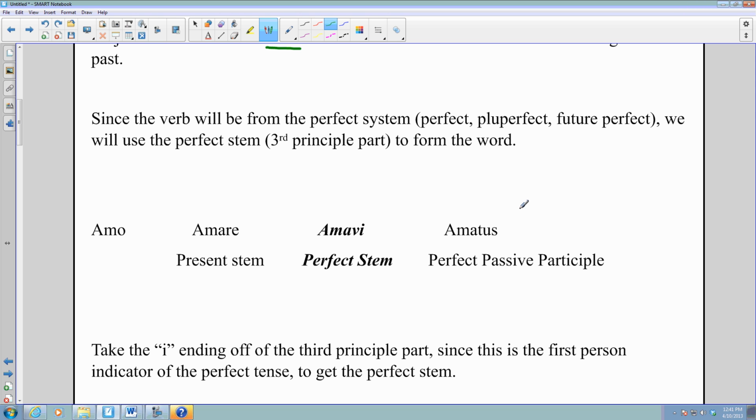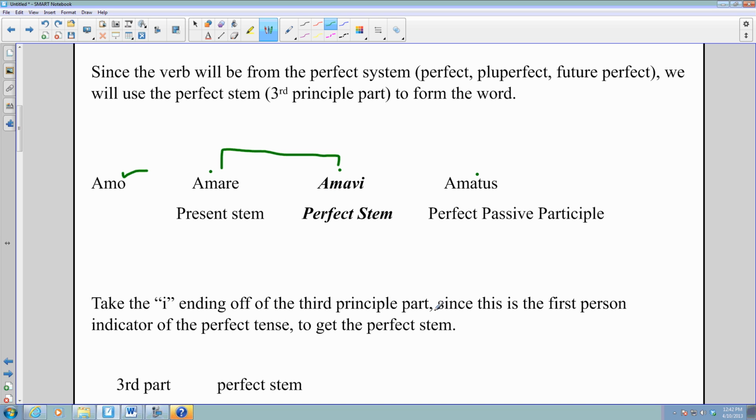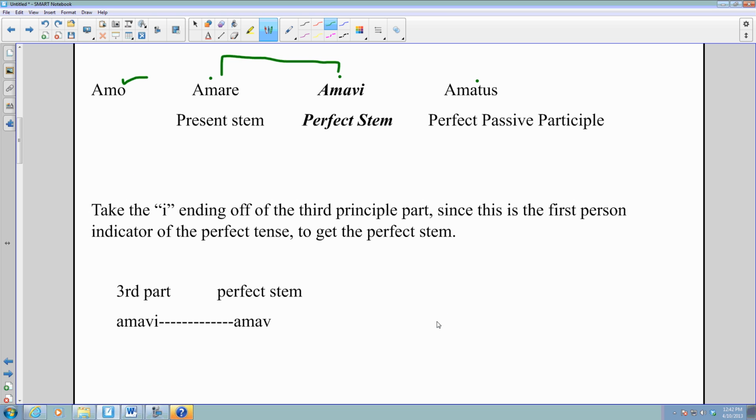Okay, here are my four principal parts of amo. We have the first person singular, the present infinitive, the perfect first person, and then the perfect passive participle. We form stems using these two: present stem, perfect stem. Taking the I off of the third principal part, because if you remember, I, isti, it, imus, istis, erunt, the letter I is the first person indicator of the perfect tense. So if I take that off, that leaves me with the perfect stem amav.